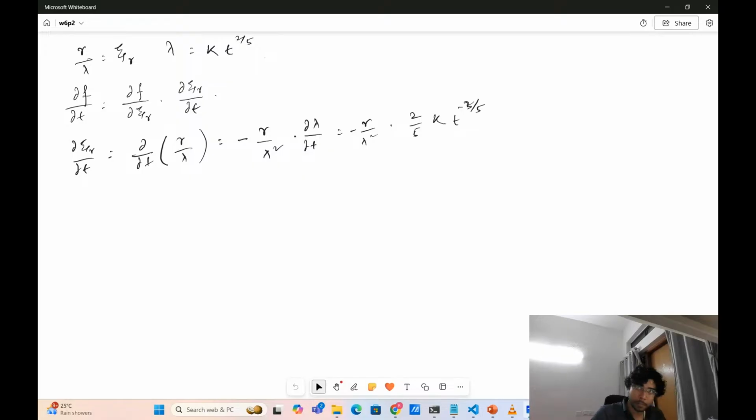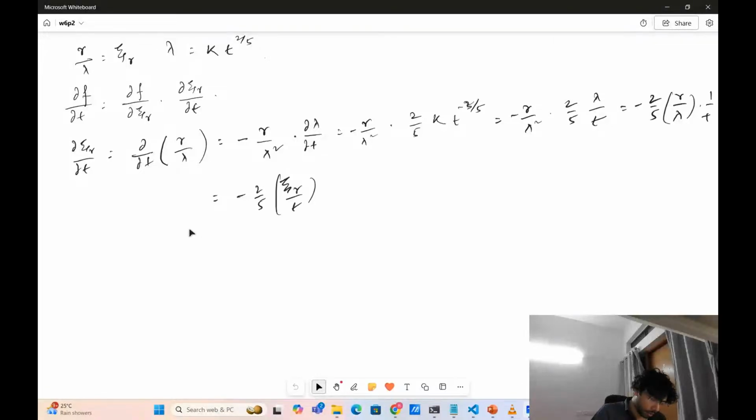Okay. Let's see. So this is minus r by lambda square times 2 by 5 lambda by t, and this will be equal to minus 2 by 5 r by lambda times 1 by t. Just cancelling one lambda, and if you remember, r by lambda is psi r basically. So minus 2 by 5 psi r by t.